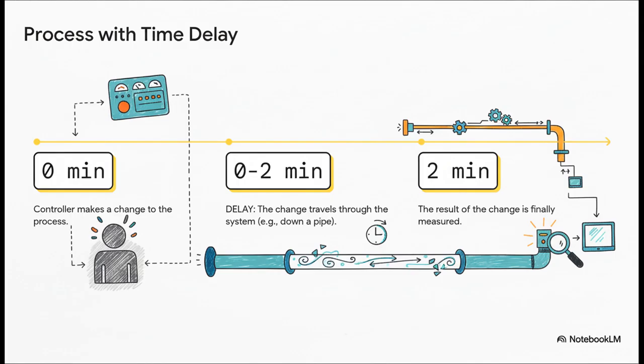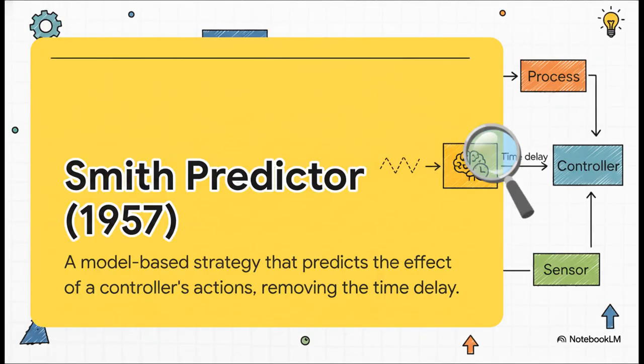A simple controller gets totally confused by this. It'll overshoot, then it'll undershoot, creating these wild, unstable swings in the system. The solution, and get this, it was developed all the way back in 1957, is called the Smith predictor. It is an incredibly clever idea.